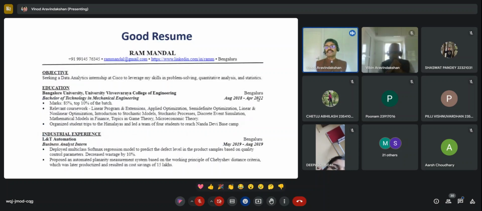So what I'm going to do here is share an example of a good resume, just to give you guys a glimpse of what are some of the things a recruiter looks for. I know you guys have your own campus recruiting template, so I'm not going to talk about the first half of this. I'm going to talk about industrial experience and the way it is listed. For example, this person has worked in Larsen and Toubro automation. So let's see how the person described their work, right?